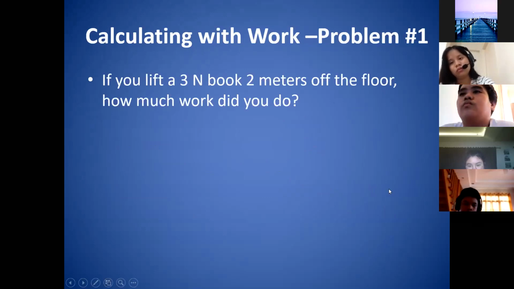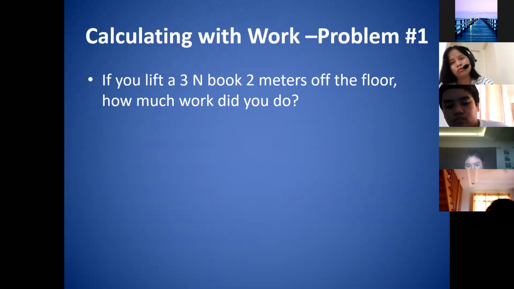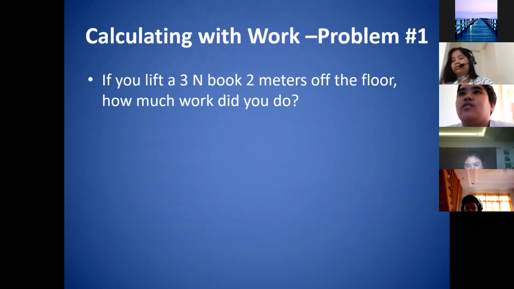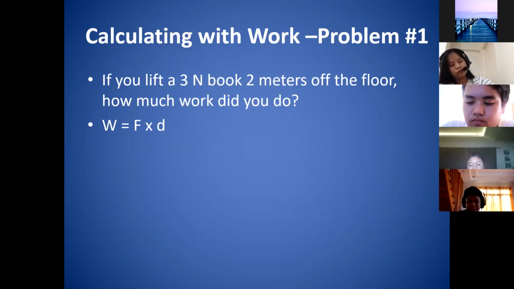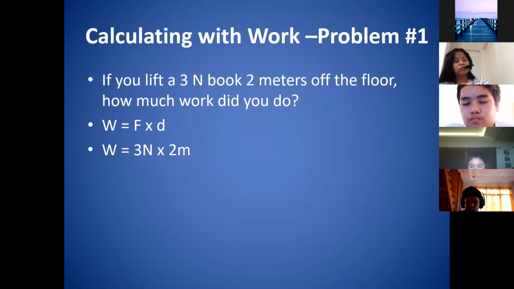We have here an example, class. If you lift a 3 Newton book 2 meters off the floor, how much work did you do? Going back to the formula, work is force times displacement, or force times distance, right? So what is the value of your force in the problem? Force is equal to 3 Newtons, whereas the distance that the object moved from the floor is 2 meters. Simply multiply 3 times 2, the answer is 6 Newton meter or 6 joules.